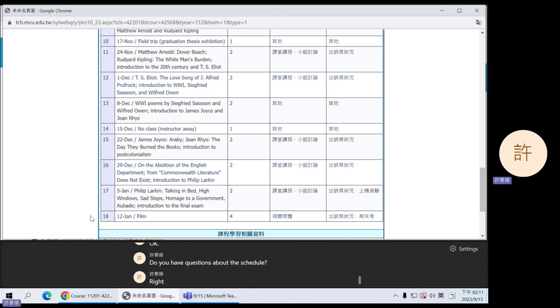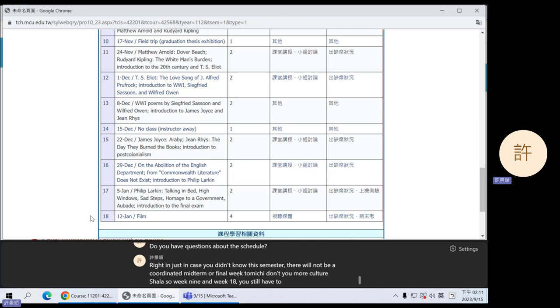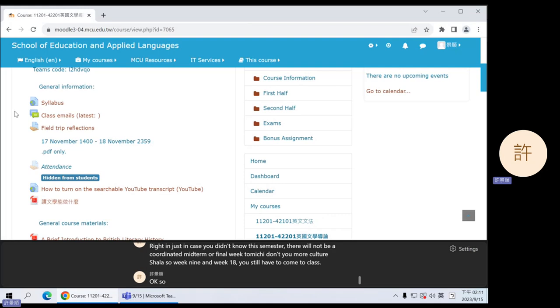Right. Just in case you didn't know, this semester there will not be a coordinated midterm or final week. 统一期中期末考取消了. So week 9 and week 18, you still have to come to class. Okay, so that's the syllabus.